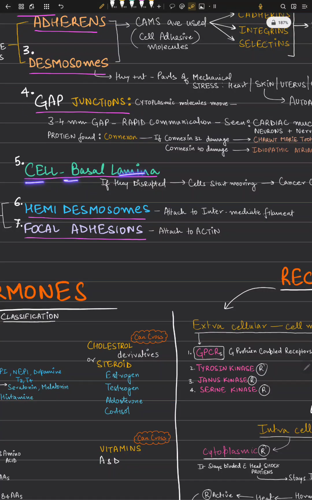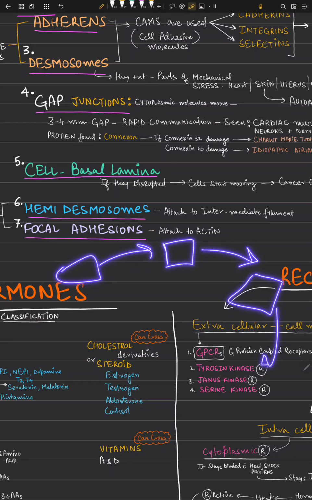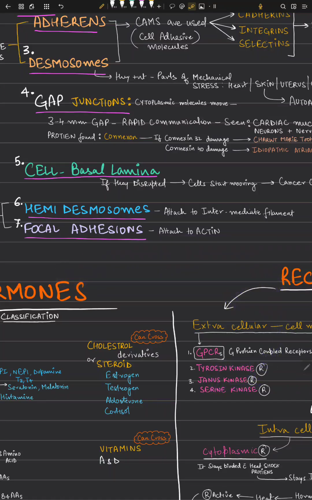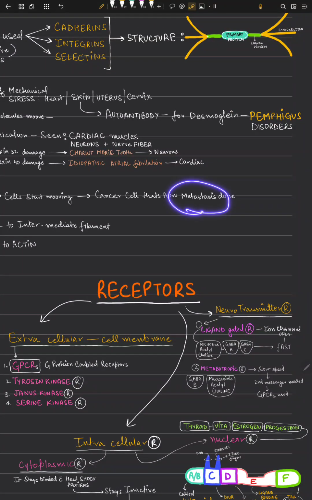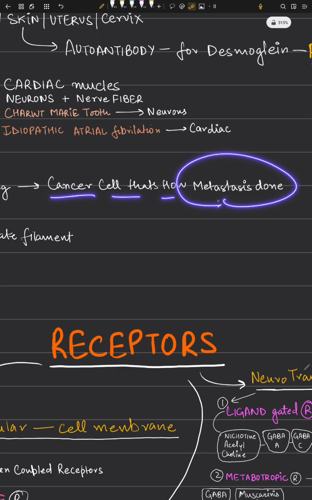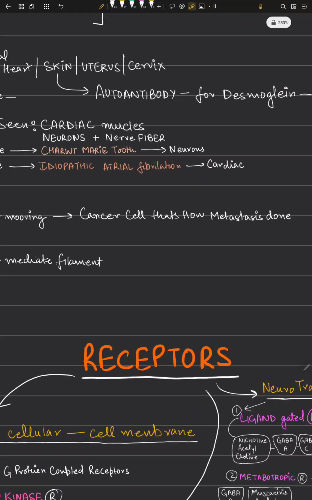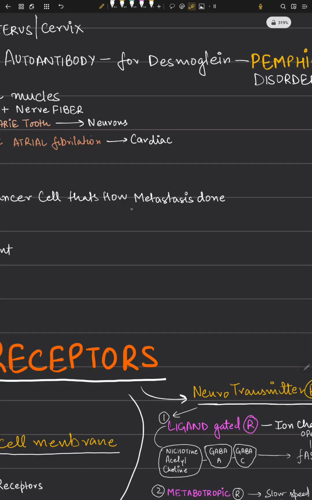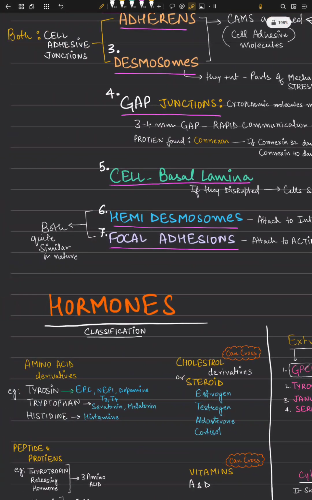Cell basal lamina. Cell basal lamina. Cool. This is a junction. If they are disrupted, the cell starts moving. So they are together in such a way that if they are disrupted, the cell starts to move from one place to another, and that's how the cell is moving. And some people, they call this kind of movement metastasis, and that's how the cancer cell, that's how metastasis is done. You get me, right? Cool.